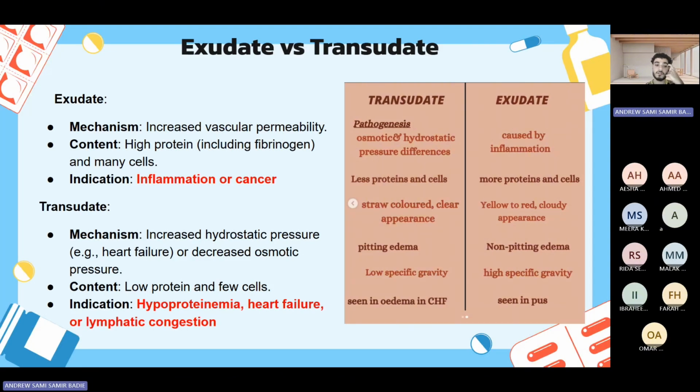So if you see the content of the transudate, it's going to be low in proteins, and we're not going to see a lot of cells because we don't really have increased permeability, just the water. We have a lot of water going out. So this happens with hypoproteinemia, low osmotic pressure, heart failure, increased hydrostatic pressure, or lymphatic congestion.